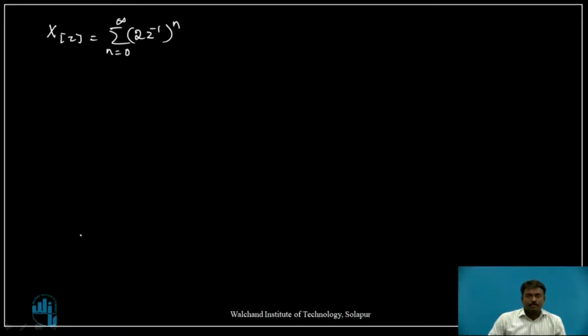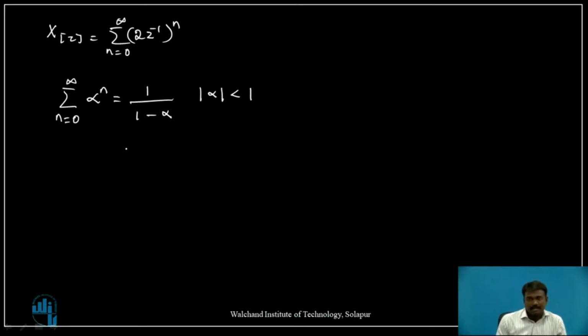So I hope you have recalled the infinite summation identity. The infinite summation identity which I am going to use in this example is summation n equal to 0 to infinity alpha to the power n is equal to 1 divided by 1 minus alpha, and this infinite summation identity is valid if mod alpha is less than 1 here. So in our example, alpha is equal to 2z inverse.